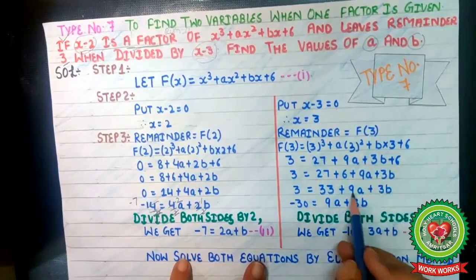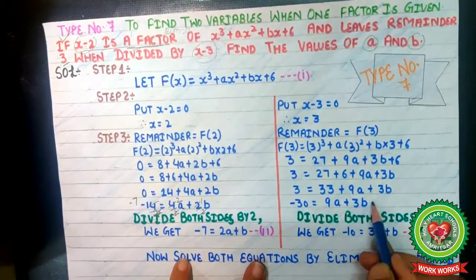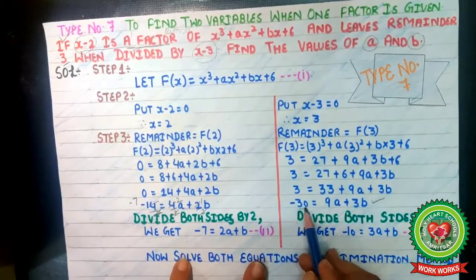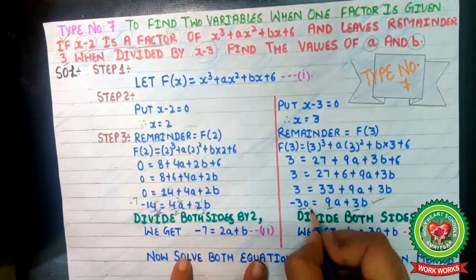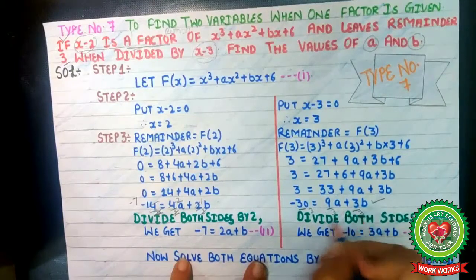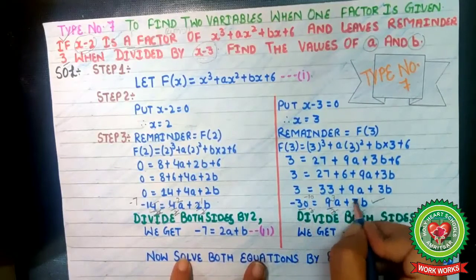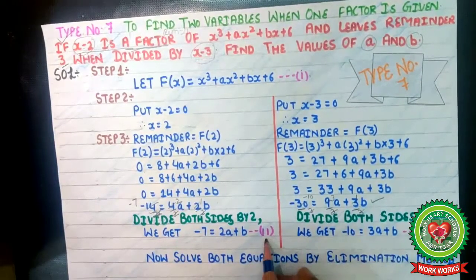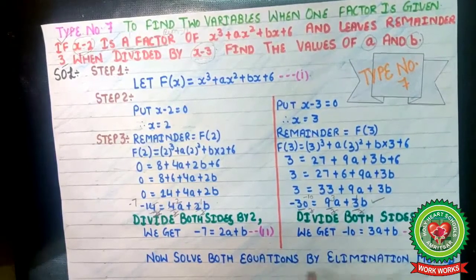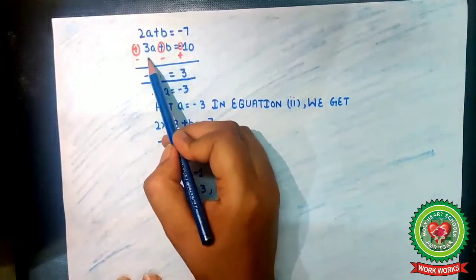So now expand, and after collecting like terms, we have got the equation as minus 30 equals 9a plus 3b. Now we can see that these 3 coefficients are divisible by 3. So after dividing by 3, we will get minus 10, 3 and 1 here. So this is equation number 3, that is minus 10 equals 3a plus b. Now we will solve both equations using the elimination method. This is equation number 2, this is equation number 3.